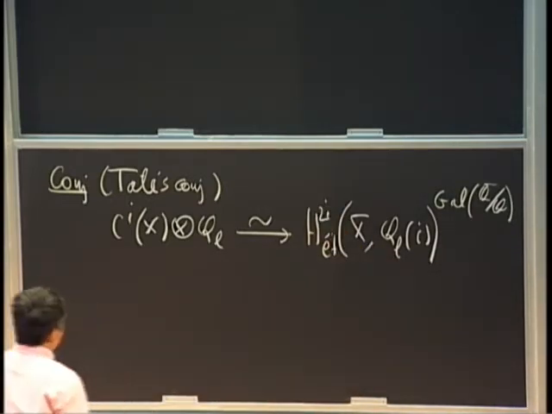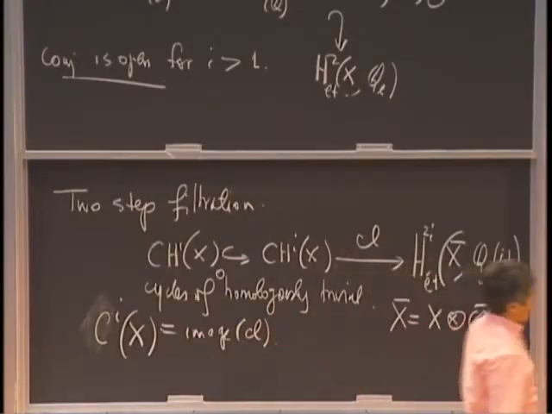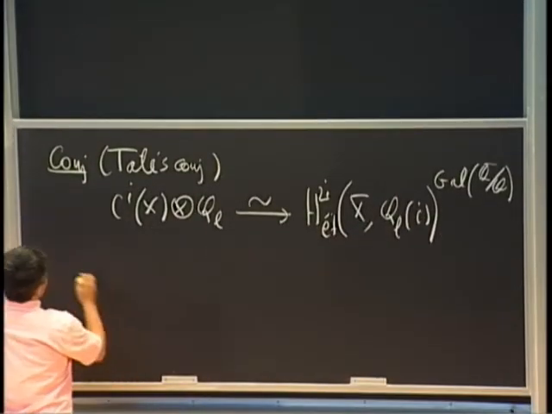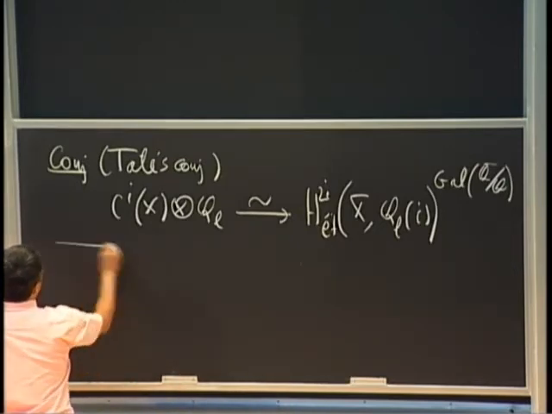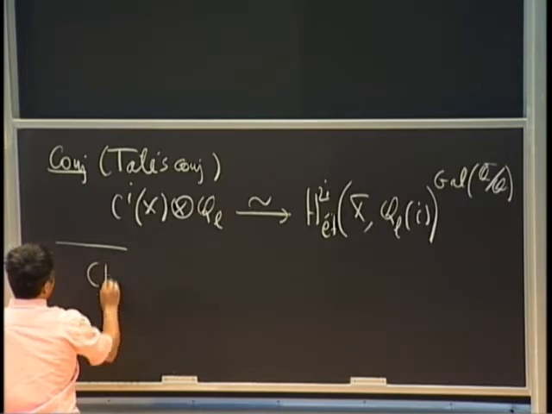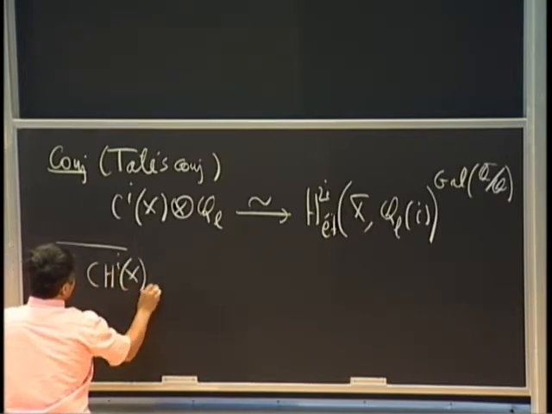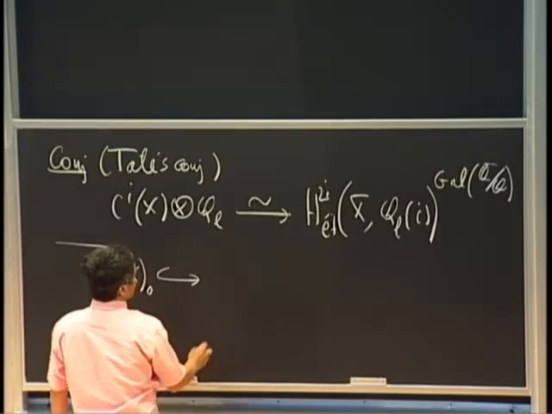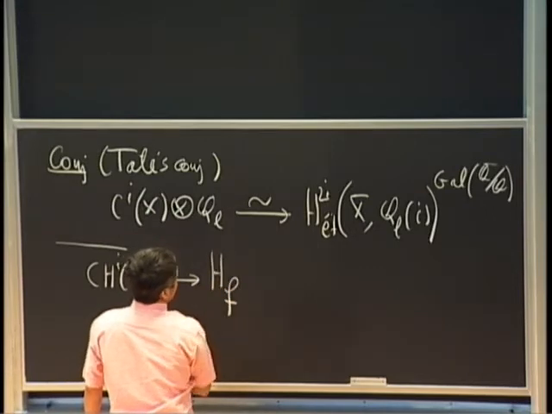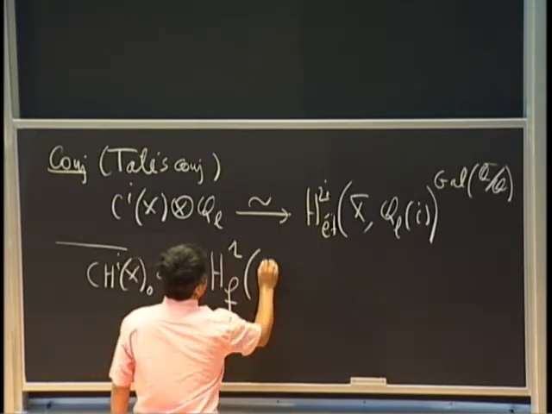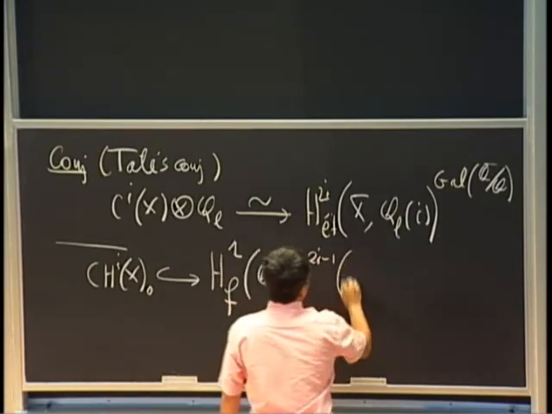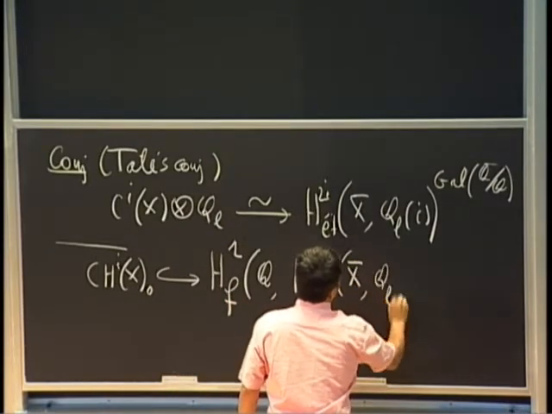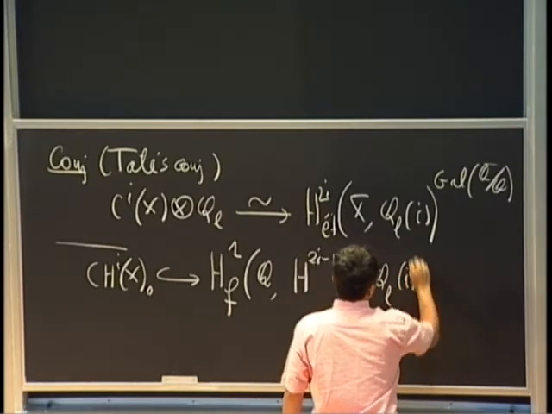So this is the first step. And for this one, you have a morphism. So another conjecture is that for the other group, there is a morphism, just like you can embed into the same group, into H^{2i-1} of X bar, Q_l of i.